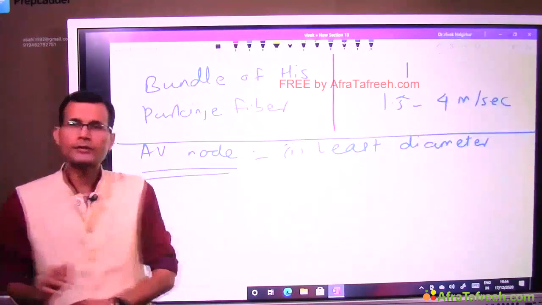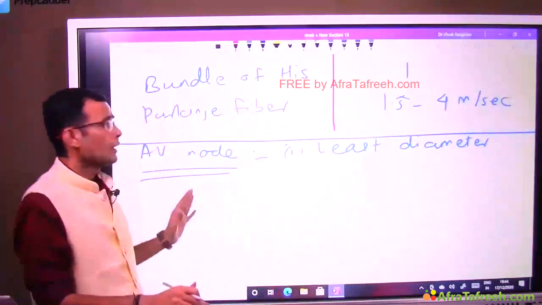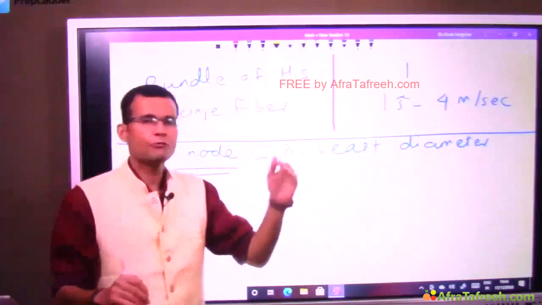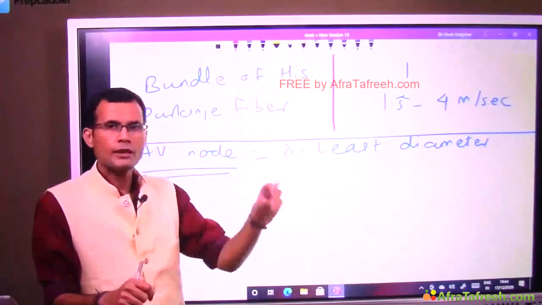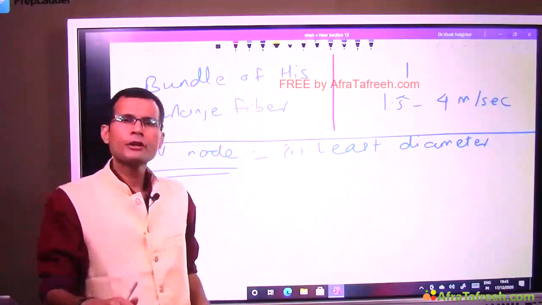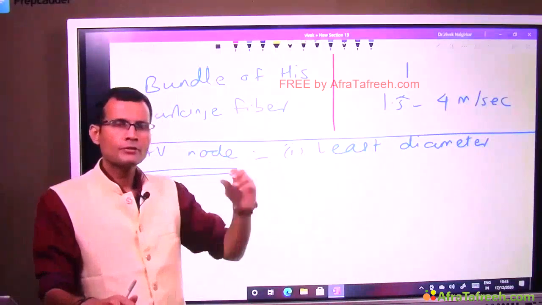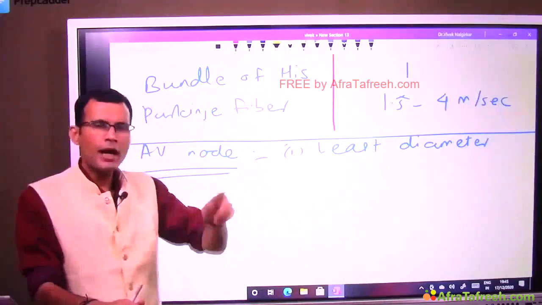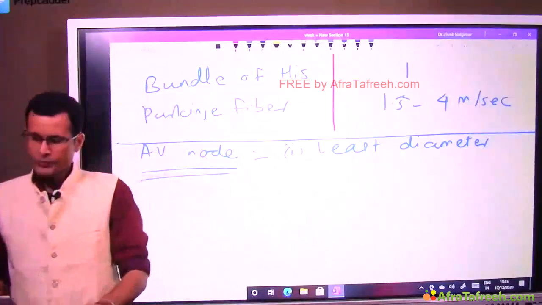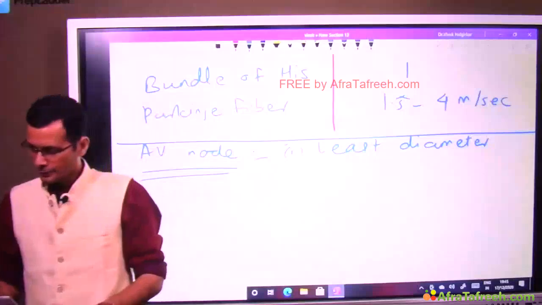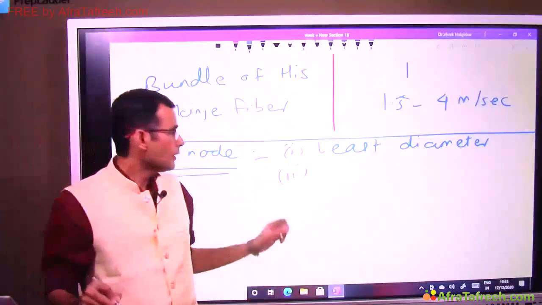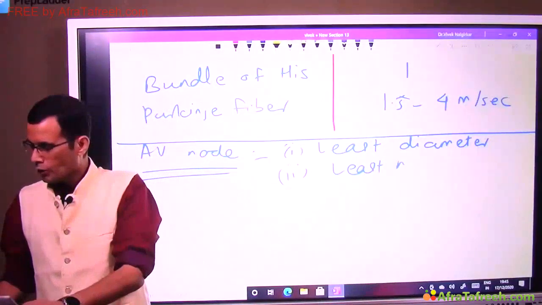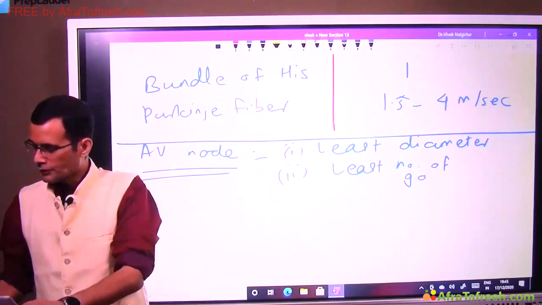Fiber diameter is the least one in AV node. You know, if the diameter is less, there will be resistance for the flow of ions through the cell. As in the case of the neurons, the nerve fibers, axons, large diameters are rapidly conducting because ionic flow becomes rapid. Resistance will be less for the flow of ions. And the second one is even more important, least number of gap junctions.